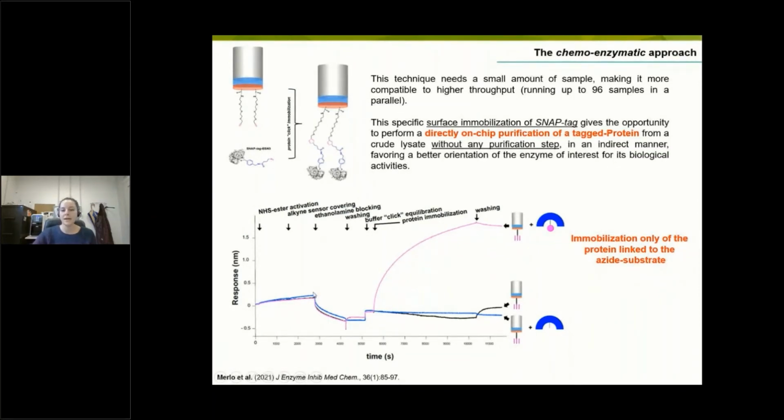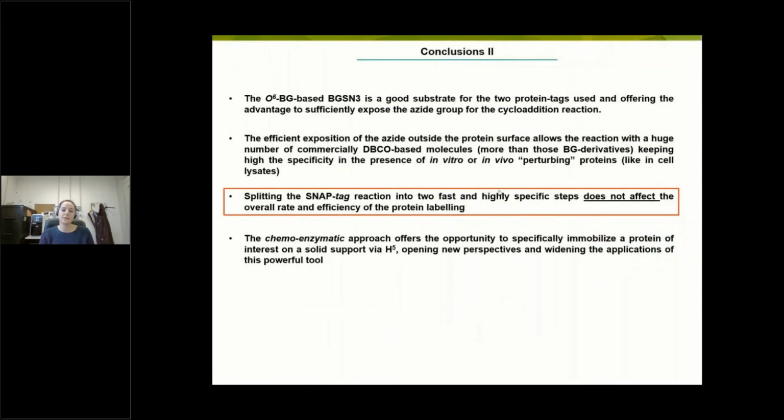And after the reaction, only the protein which binds this substrate is immobilized on the solid surface. So it can give the opportunity to perform a direct on-chip purification of a target protein of interest without any purification step. And the most important thing of this approach is that splitting the reaction of the SNAP-tag into fast and highly specific steps does not affect the overall rate and the efficiency of protein labeling. So it can be proposed as a valid alternative to overcome the limitation of the SNAP-tag I told you.